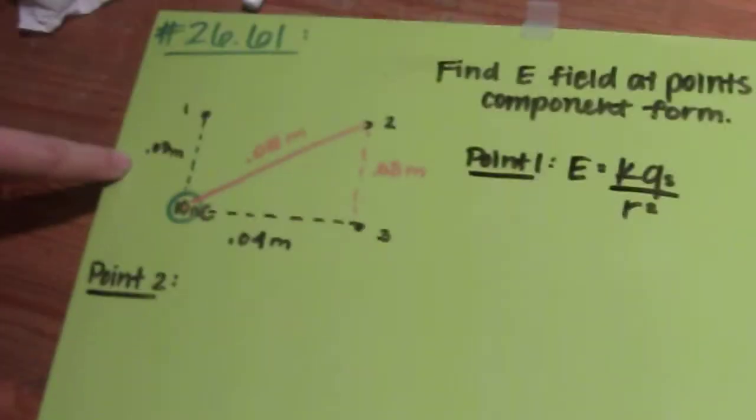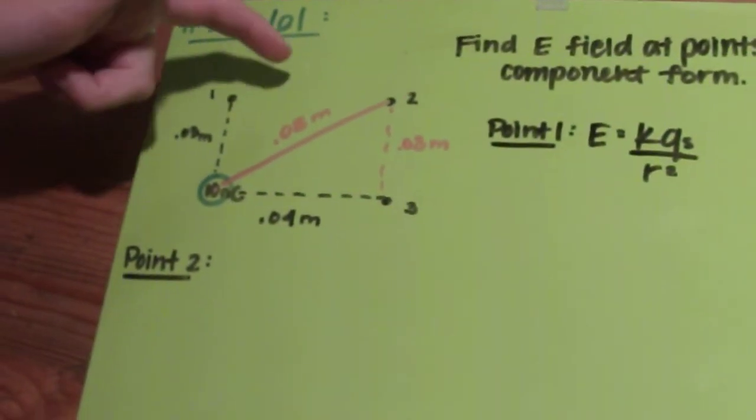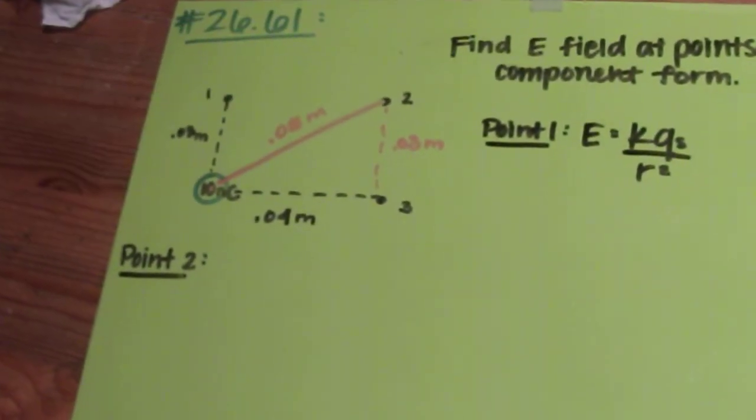It's 0.03 meters to point 1, 0.04 meters to point 3, and using the Pythagorean theorem, I found that it's 0.05 meters to point 2.